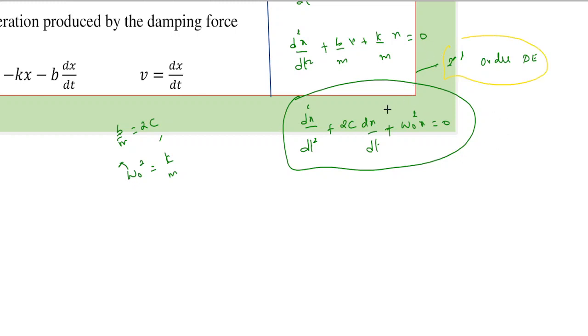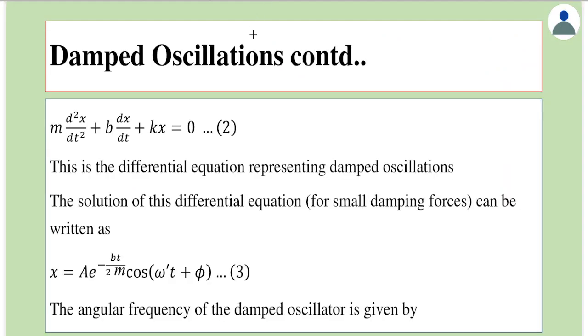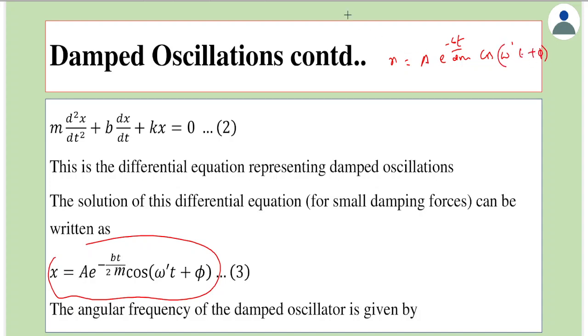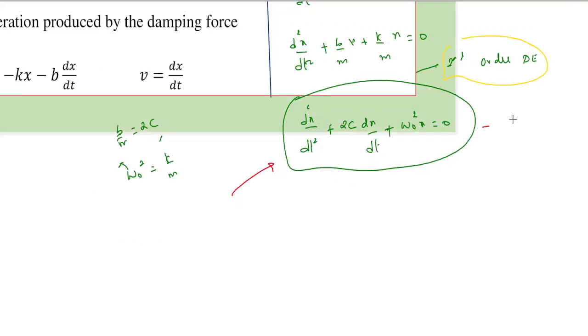So we'll directly take a solution for this and try to verify by putting that in this expression. The solution to this is of the form x is equal to a into e power minus bt by 2m cos of omega prime t plus phi. This is called omega prime or omega dash. This is the displacement equation. If you want, you can go and verify this by putting the values of x in the expression as given here. We call it expression 1.